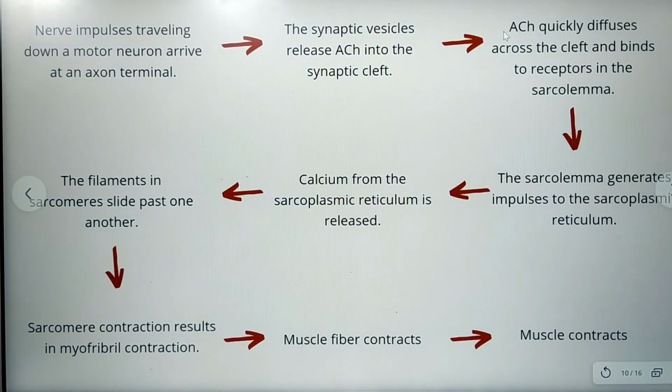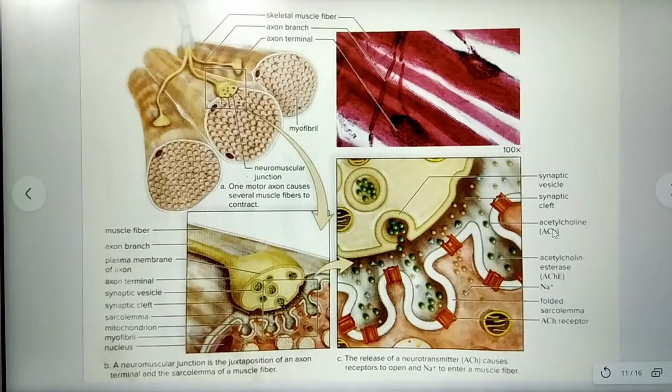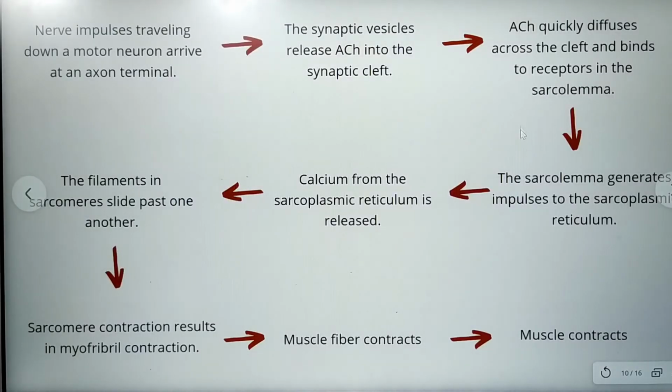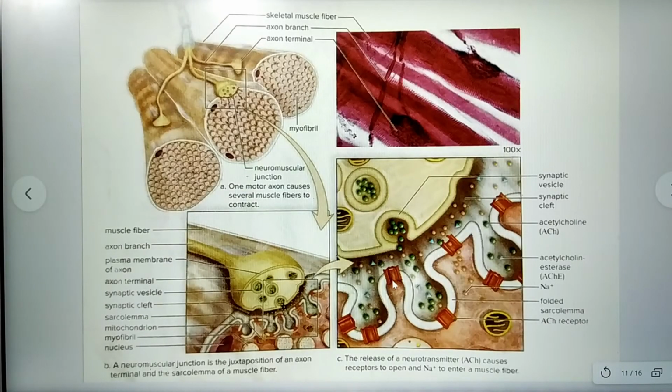And next, acetylcholine will quickly diffuse across the cleft and bind to receptors in the sarcolemma. So the sarcolemma, this one is the sarcolemma, the white one. And it will bind to the receptors. And this orange part here is the acetylcholine receptors. So the acetylcholine will bind to the acetylcholine receptors at the sarcolemma.